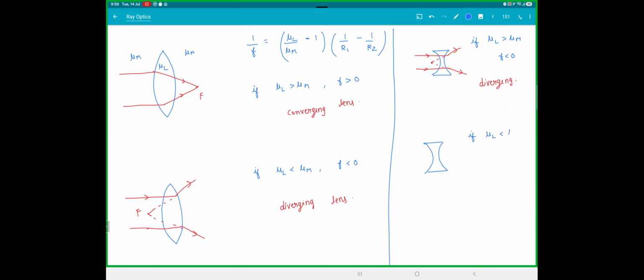If mu L is less than mu medium, the focal length becomes positive. This will be a good multiple choice question or something. They'll give you different values of mu L and mu M, and they'll ask you converging or diverging. So blindly don't remember that a convex lens will always converge. It depends on the medium. Clear with this? That's one thing. Be careful with that. Any doubt so far?